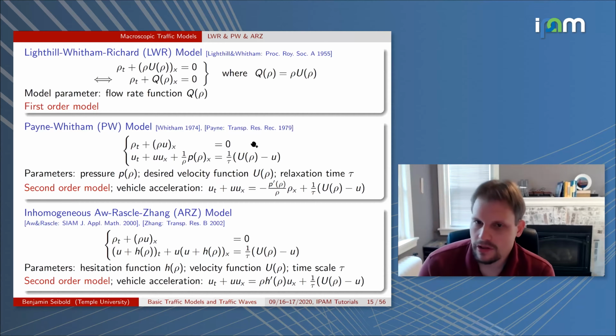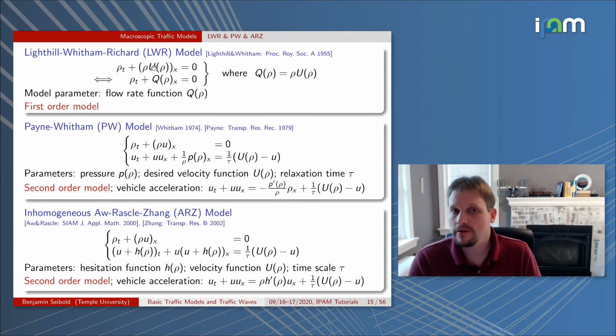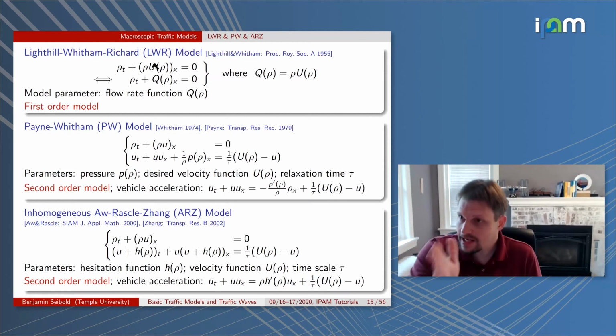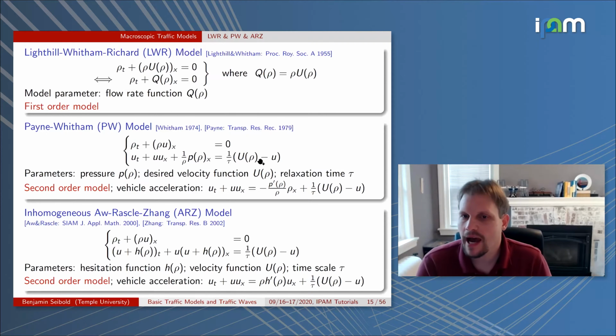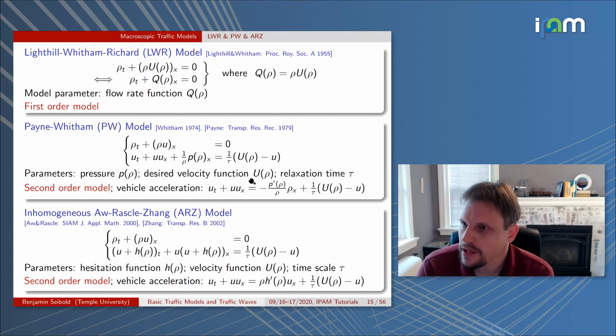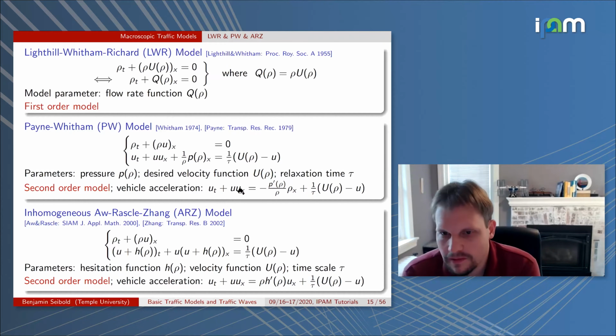This is an adaptation of gas dynamics here with some pressure and some relaxation term. The important part is that what was the speed u that cars instantaneously assume now becomes a desired speed that depends on the density, and the cars relax in time via acceleration and deceleration. So u_t plus u u_x is the acceleration of a vehicle.